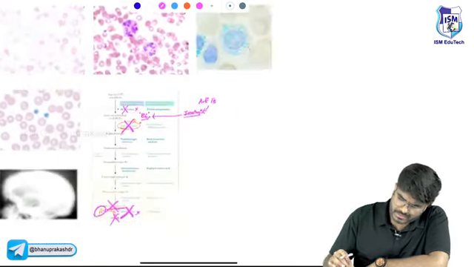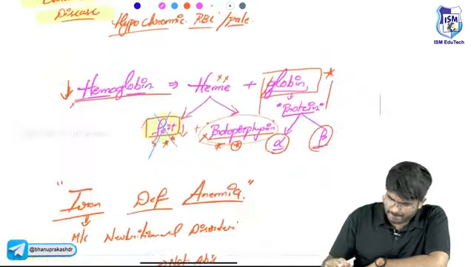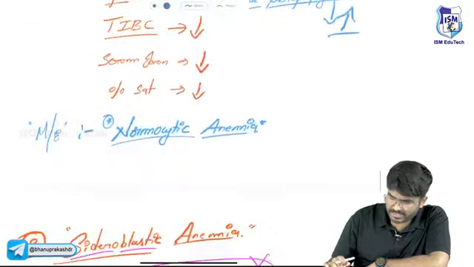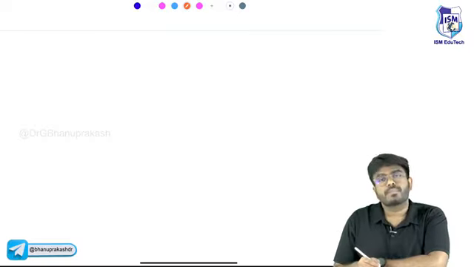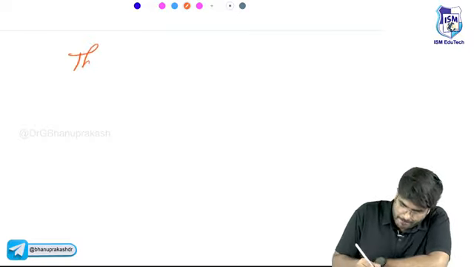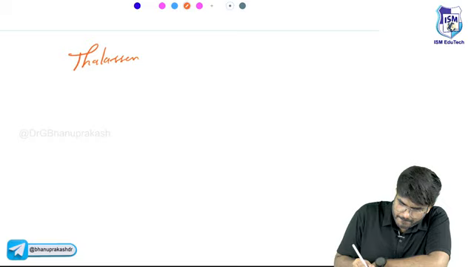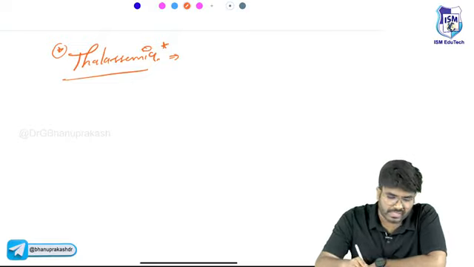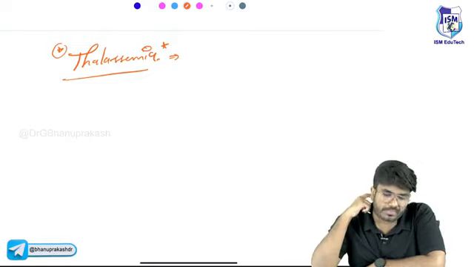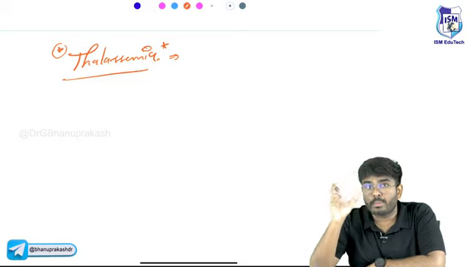Okay, next, the fourth type of microcytic anemia that I'm going to discuss here. The fourth type is thalassemia. The thalassemia is the most common hemoglobinopathy in the world. It's a hemoglobin related problem.